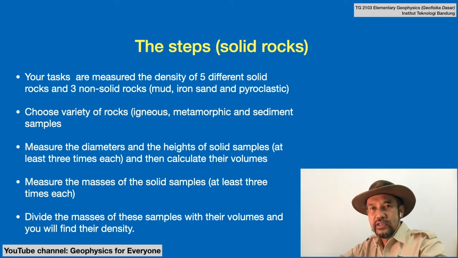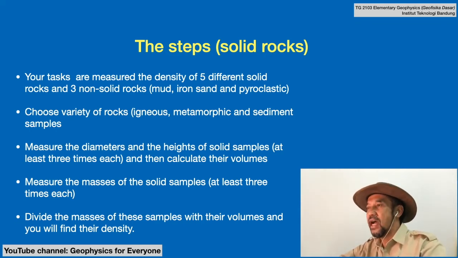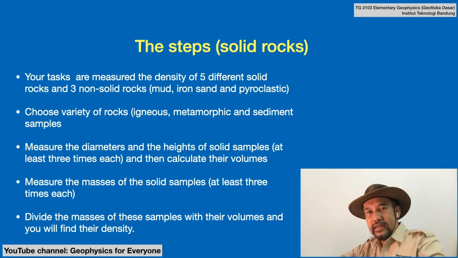For the solid samples, it's very simple. The students are required to just measure the diameters and the height of these 5 samples. Please repeat the measurements at least 3 times, and then the students can calculate the volume of these solid rock samples. The students are then required to measure the mass of these 5 samples with the precision balance, and then they divide the mass of the samples by their volumes, and voila, they will find the density.